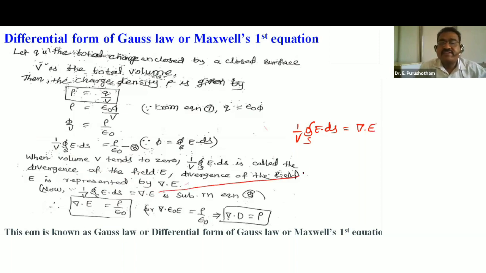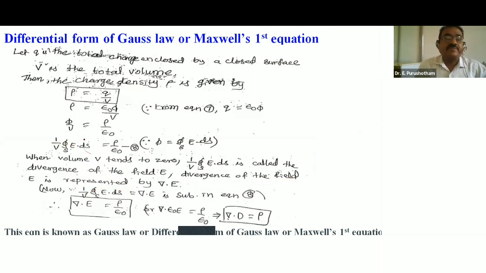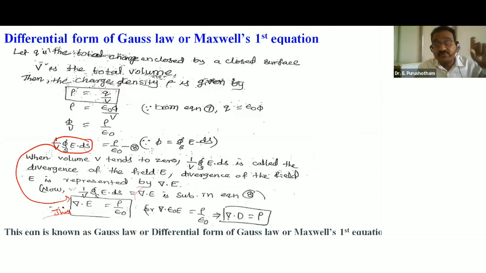So you can see the same formula: 1 by V surface integral of E dot ds is equal to del dot E. Now substituting this del dot E value in equation 8, the left side is the same, del dot E. I wrote here del dot E is equal to rho by epsilon naught. So this equation is known as Maxwell's first equation, or the differential form of Gauss law.